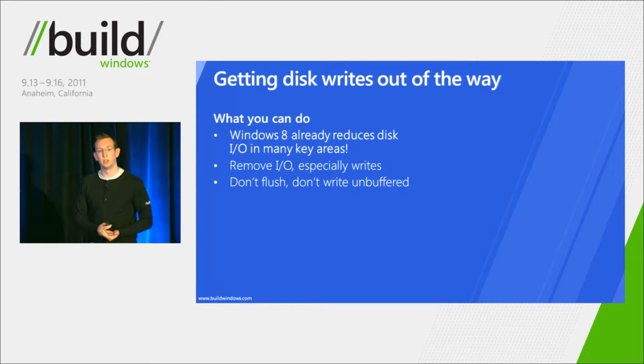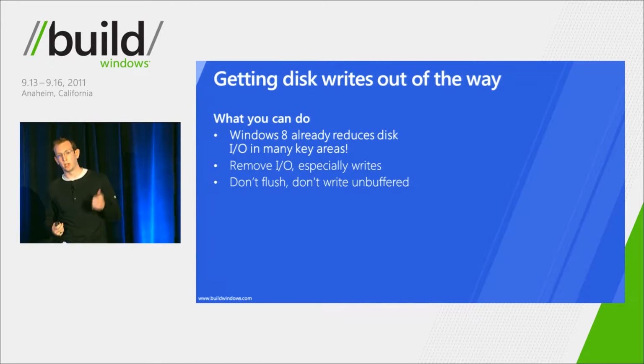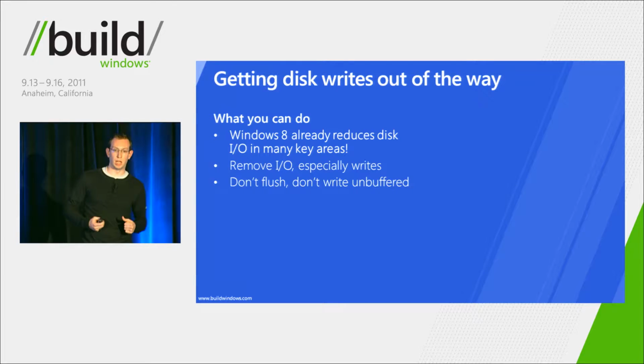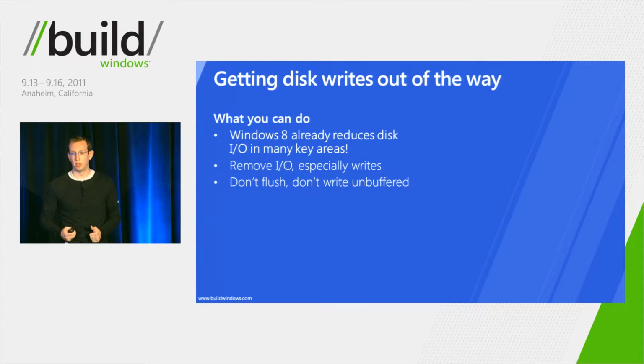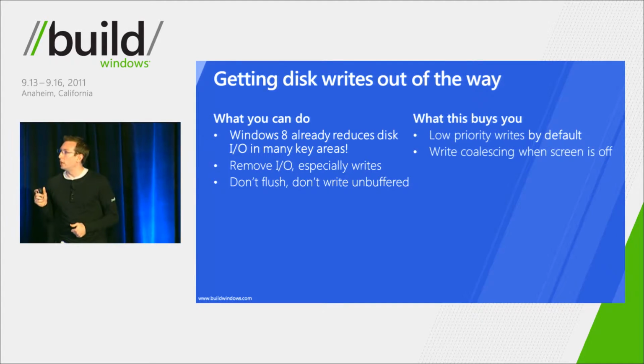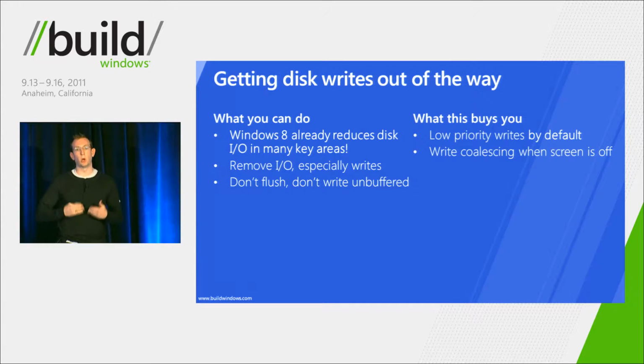One of the key things here is that if it's not in service of something in the foreground, why does the disk IO need to be happening? We took a look at that across the board. And when it does need to be happening, why does it need to be happening in a way that's going to get in the way of foreground IOs that need to happen? And so what we did is we changed the system to write at low priority by default.